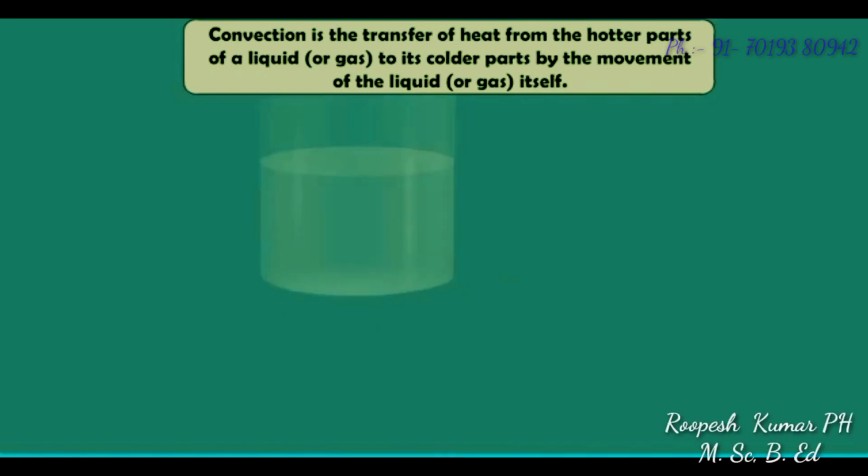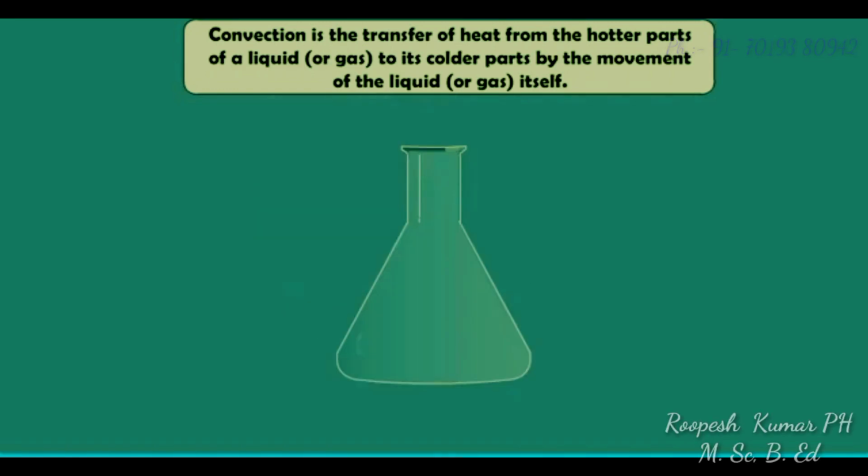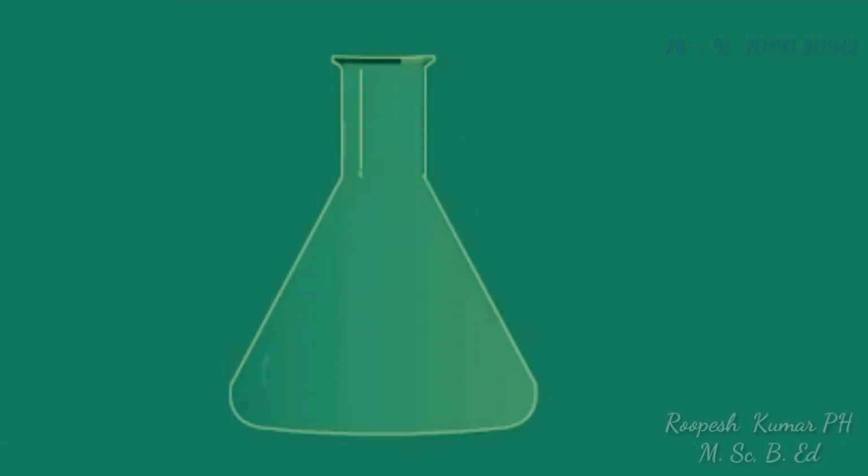Convection is the transfer of heat from the hotter part of a liquid or gas to its colder parts by the movement of the liquid or gas itself. We can see the path of convection currents of hot and cold water taking place during the heating of water by dropping a crystal of a colored substance called potassium permanganate into the water to color it. This can be done as follows.